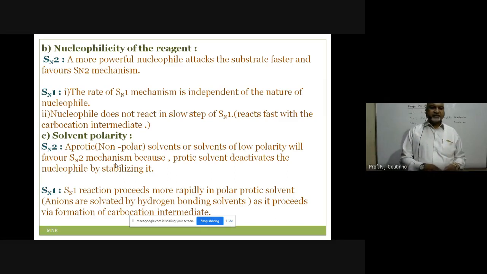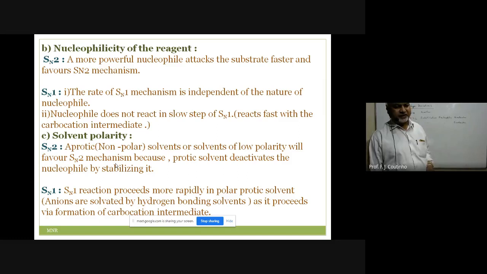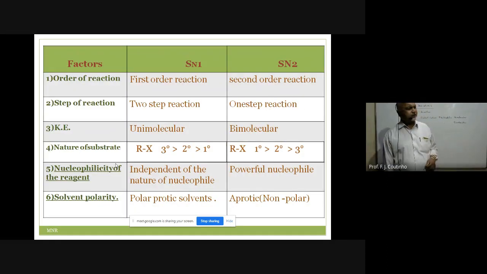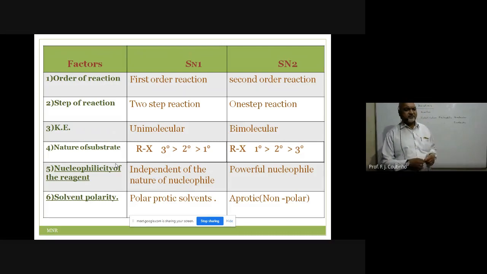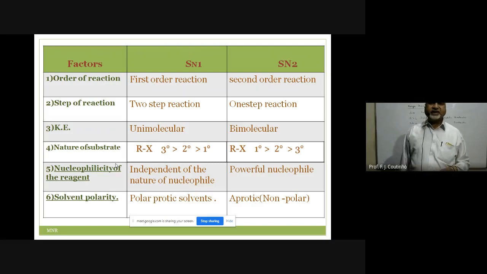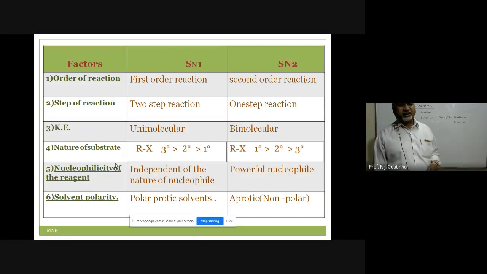Very important. The second one, the SN1 reaction proceeds more rapidly in polar protic solvents, as anions are solvated by hydrogen bonding solvents, since it proceeds via formation of a carbocation intermediate. So here, SN1 and SN2 with regard to solvents are the most important things when we are doing a comparative study between SN1 and SN2 reactions with regard to the factors. First is the order of the reaction. SN1 is first order, whereas SN2 is second order. So 1 and 2 denote the order.